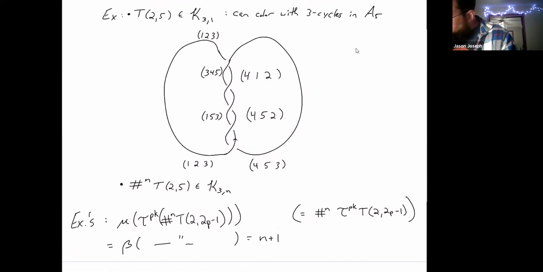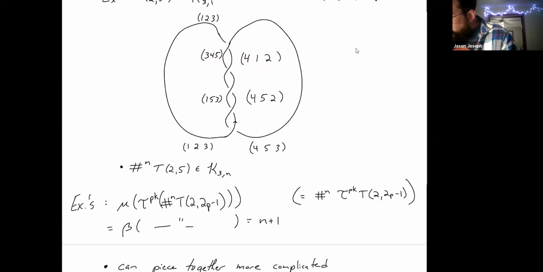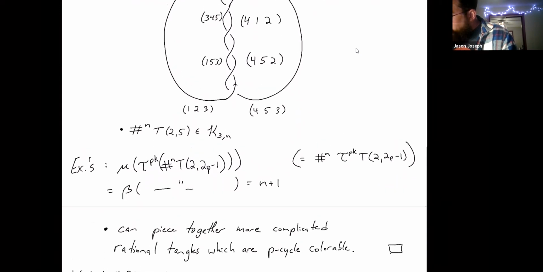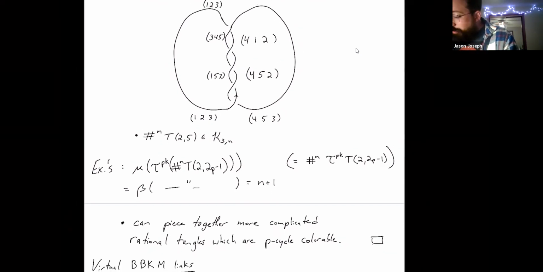So that's what we had for alternating for odd twist spun knots. And you can piece together more complicated rational tangles, which are all p-cycle colorable, to get more complicated things than just connected sums of T(2,2p-1). But I didn't draw any more pictures of them.